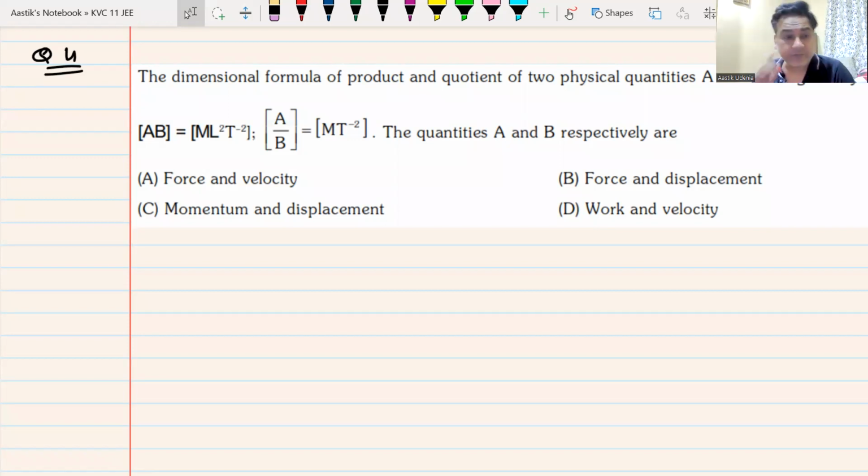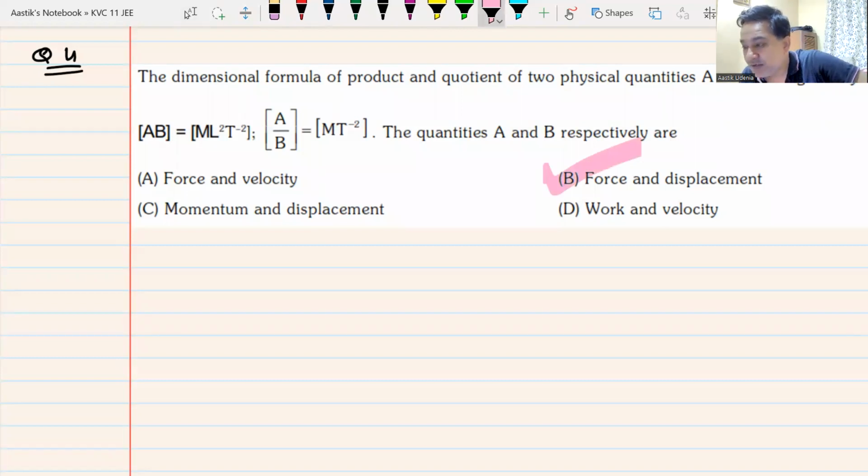Yes, bacha. Do we have the answer? Which is the option? You just have to see B. Option B is correct, my dear friends. That is what the answer sheet says.